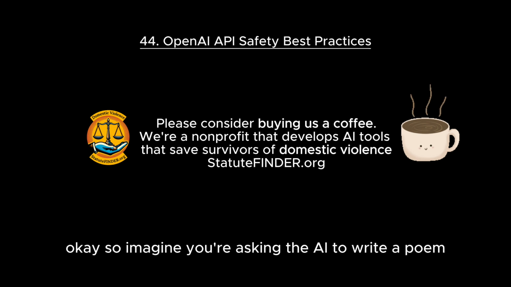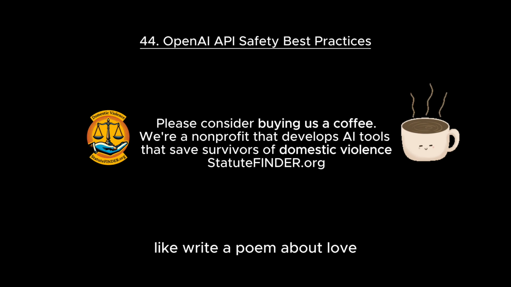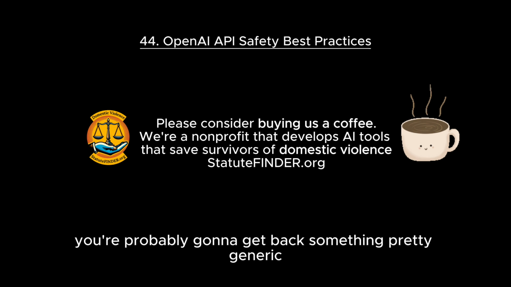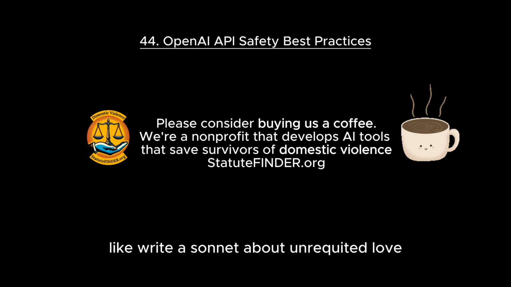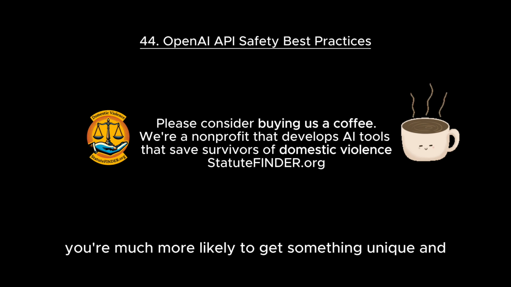Okay, so imagine you're asking the AI to write a poem. If you just give it a vague prompt like, write a poem about love, you're probably going to get back something pretty generic, right? But if you're more specific, like, write a sonnet about unrequited love in the style of Shakespeare, now you're talking. You're much more likely to get something unique and interesting.